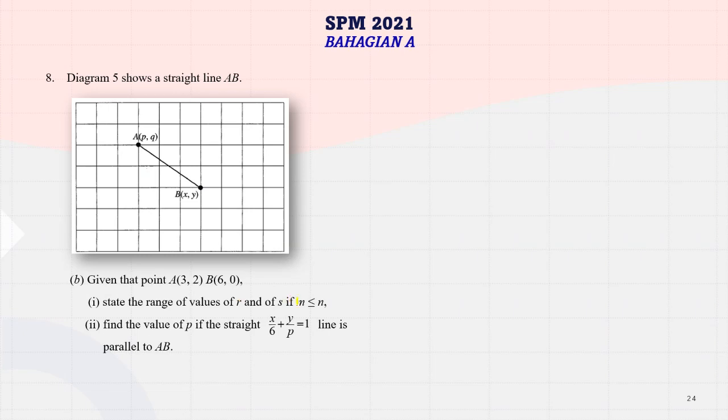Okay, ada kat sini M is less than N. Nak cari range of values of R and of S. Okay. Dia nak cari range kan. Bila range tu kita tahu jawapan kita tak boleh ada equal sign. Dia mesti ada it is either greater than or less than or macam mana tengok situasi lah. So again, kita sketch. This time dia ada coordinate. Okay. A is 3, 2, B is 6, 0 and C we don't know. Kita letak sebagai R, S. Okay.